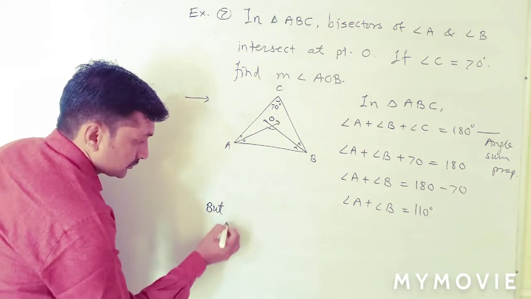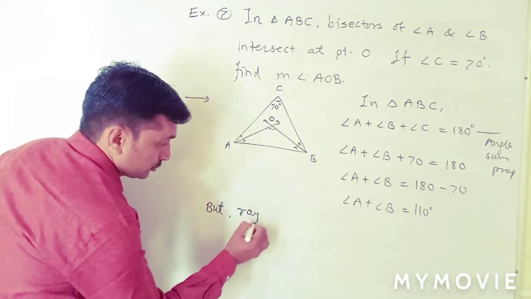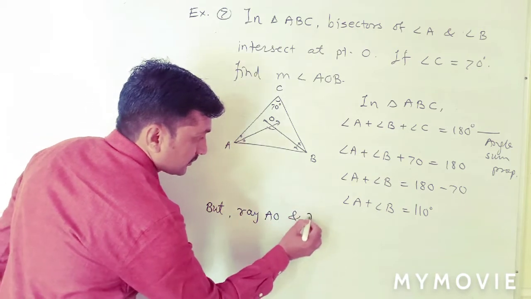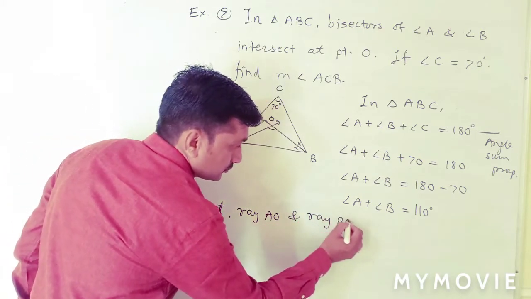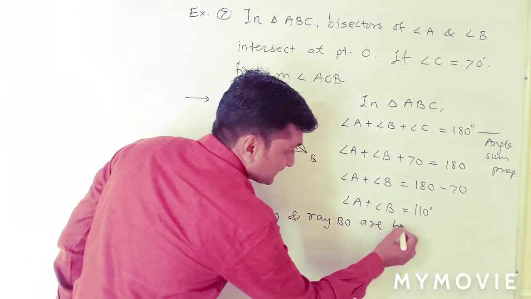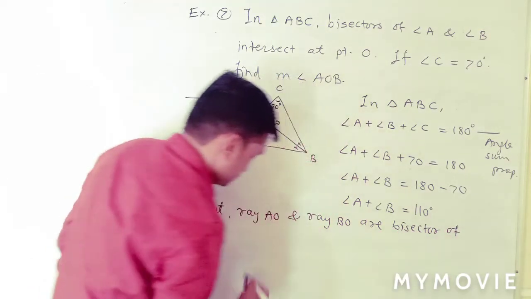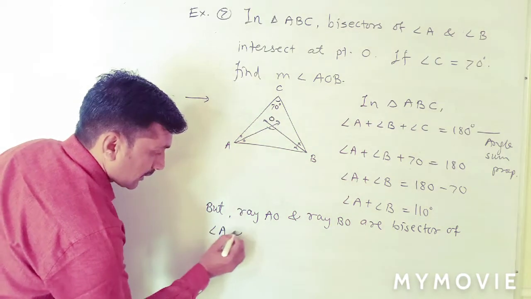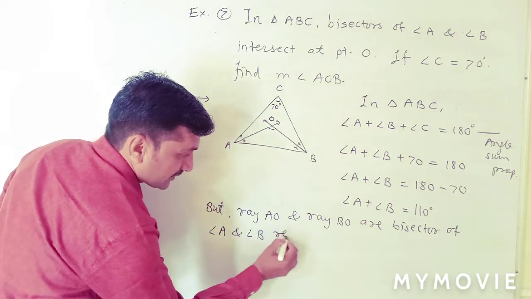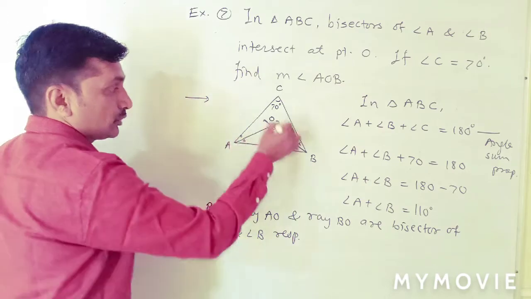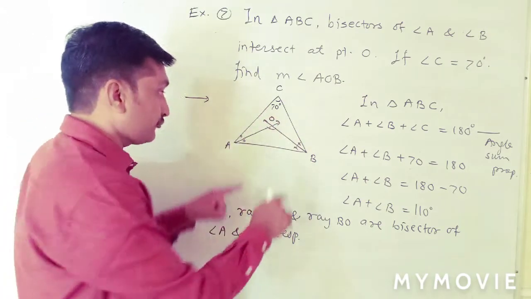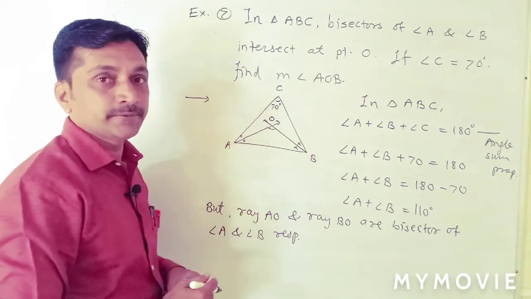Ray AO and ray BO are bisectors of angle A and angle B respectively. AO and BO are bisectors of A and B respectively.